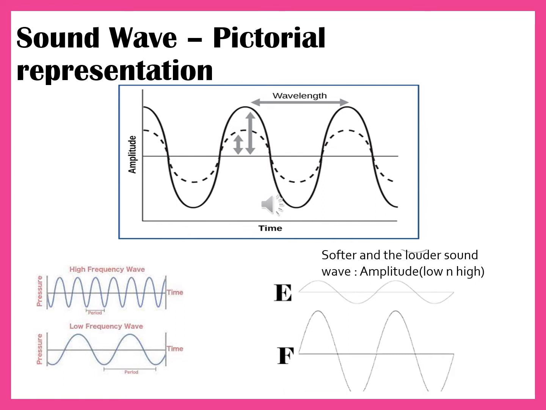Now, how high up the crest is formed, how far down the trough is formed, that is the amplitude. And what is the wavelength? Wavelength is the distance between two crests or two troughs.